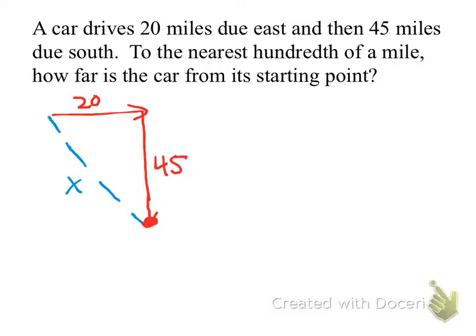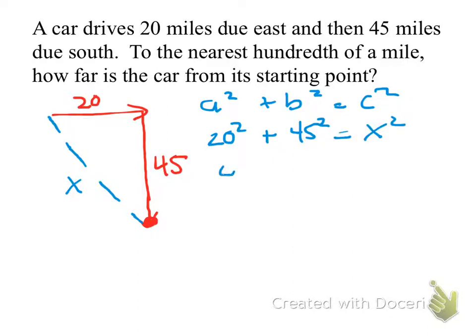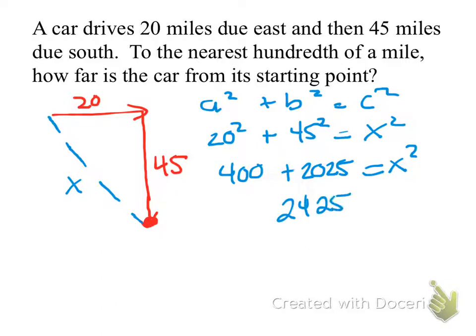Now, a squared plus b squared equals c squared. 20 squared plus 45 squared equals x squared. 400 plus 2025, because 45 squared is 2025, equals x squared. So then I get 2425 equals x squared. Now this is a huge number.